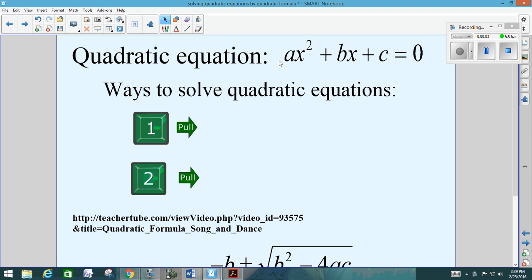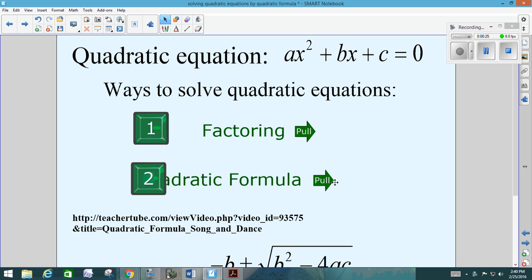At the top, you have your standard form, ax squared plus bx plus c equals 0. A, b, and c represent the numerical values in the quadratic equation. A is always attached to the squared term, b is always attached to the linear term, and c will always be your constant.